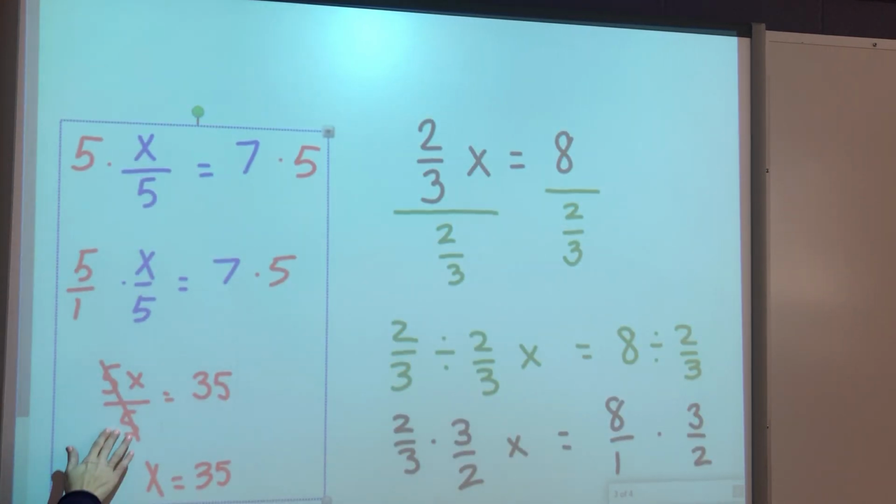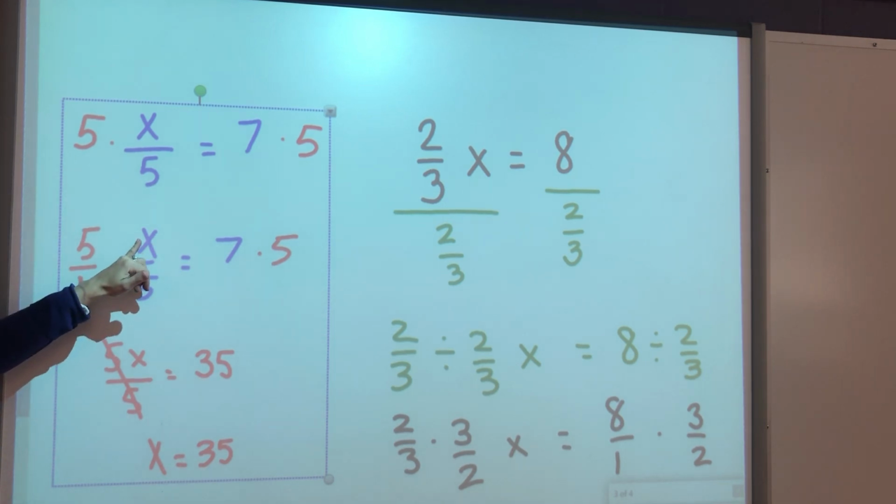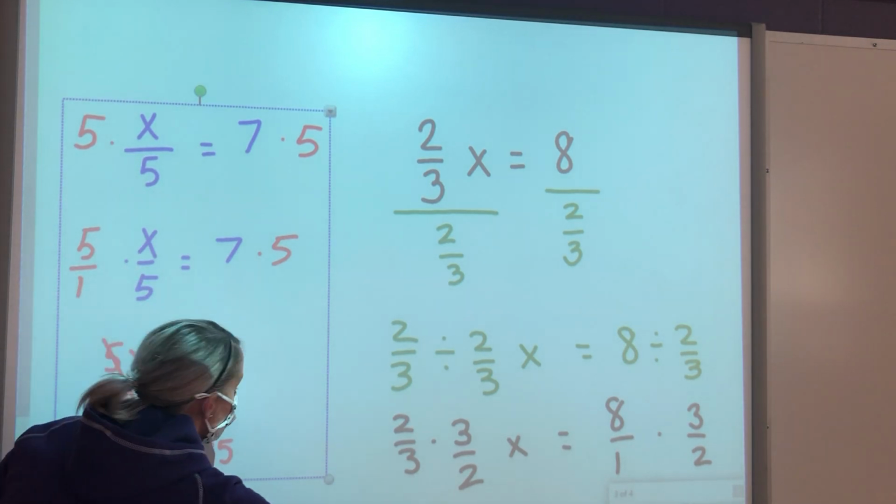What's going on here? Okay. I'm dividing by 5, right? So to get rid of dividing by 5, I did what? Multiply by the reciprocal. Okay. What's in front of x right now?